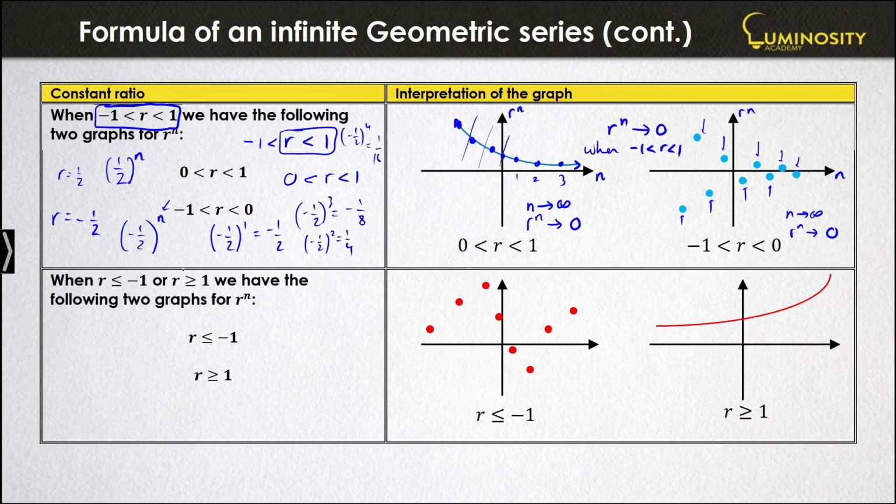So what happens when r is outside that? So r is greater than or equal to 1, or r is less than or equal to -1. Well, when r is greater than or equal to 1, you have this exponential growth curve. Again, with natural numbers, it would only really look like these dots here. But just to show you the behavior of the curve, as n goes to infinity, r^n diverges to positive infinity. That's not going to help us. We don't want things to diverge to positive infinity.